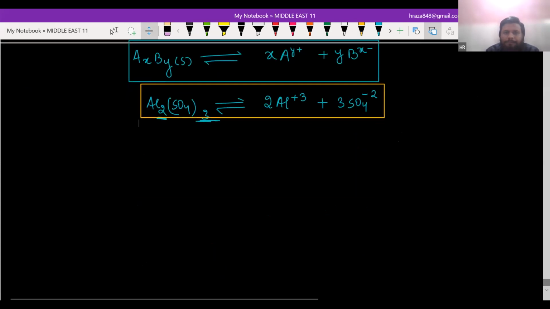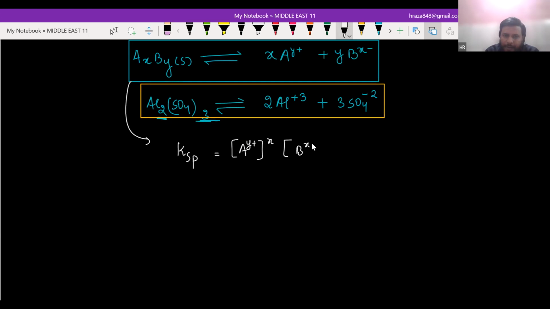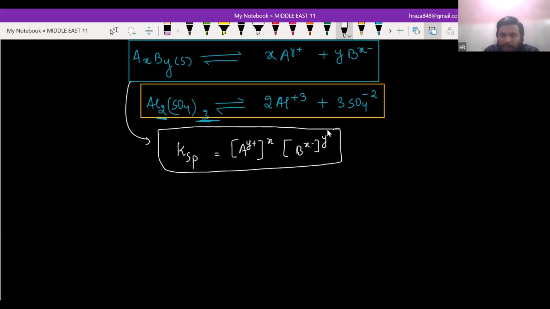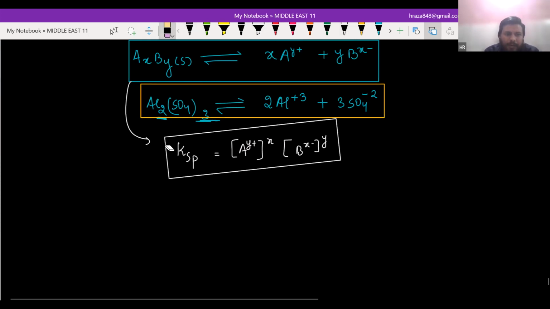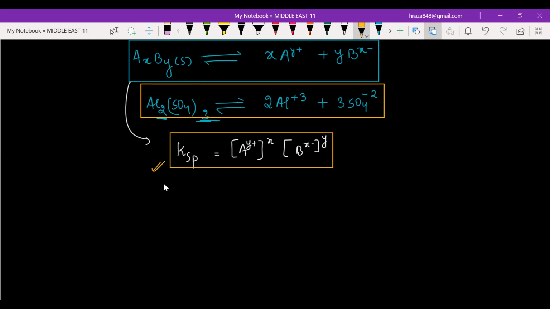Now come to this, AxBy. Can I write Ksp is equal to A to the power x into B to the power y? Can I write it or not? If you have any doubt regarding this, please ask me. Is this clear, everyone? Sir, can you explain? Okay.